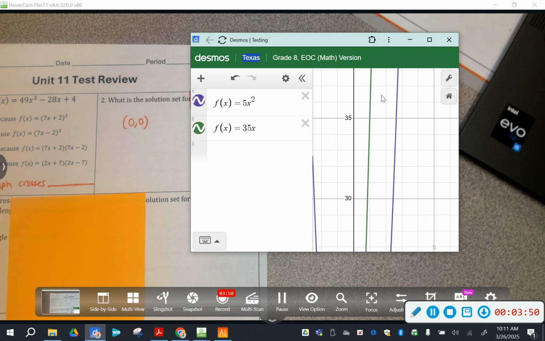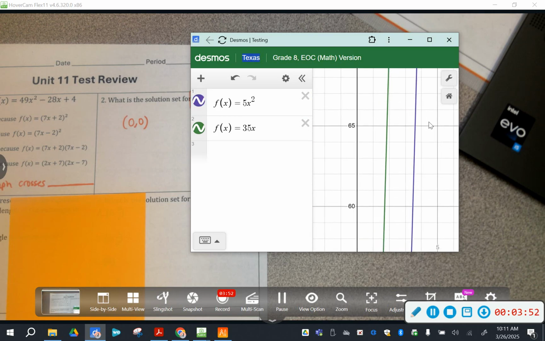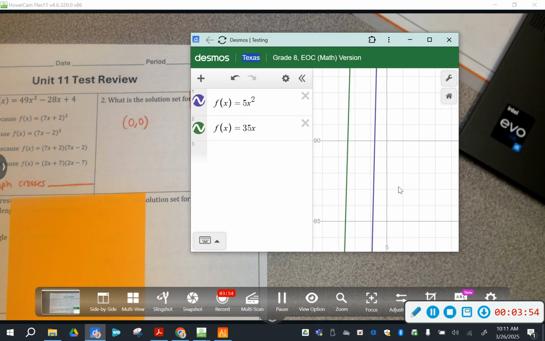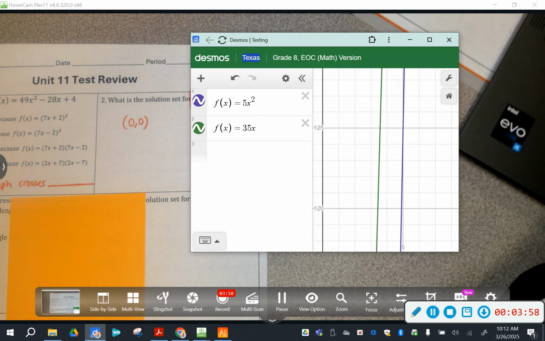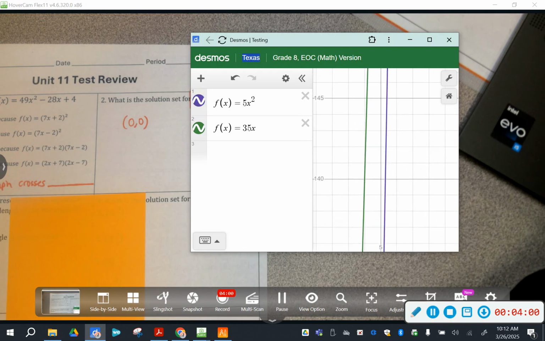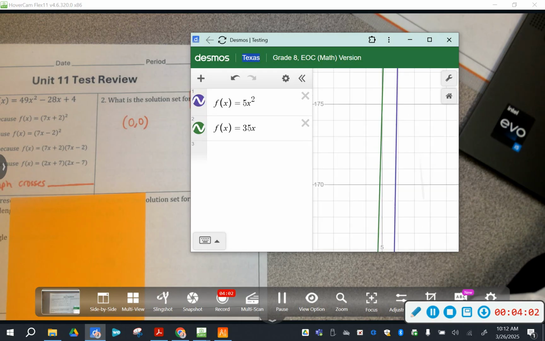Uh-oh, I hope this doesn't take me forever because I don't want my video to be that long. This is where factoring can definitely come in handy. Oh, yeah, now I can move it. If you keep scrolling, scrolling, scrolling. Oh, my goodness, this is taking forever.